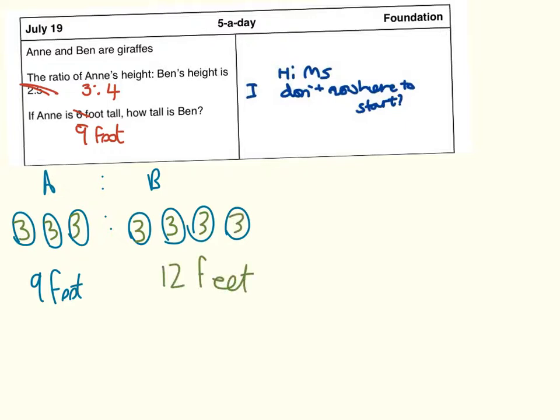Now, another way other people see it is they'd say 3 to 4. Well, if Anne was 9 feet, then that's times 3. So Ben must also be times 3, which is 12 feet tall. So there's 2 different methods you can use. You decide which one makes sense to you.